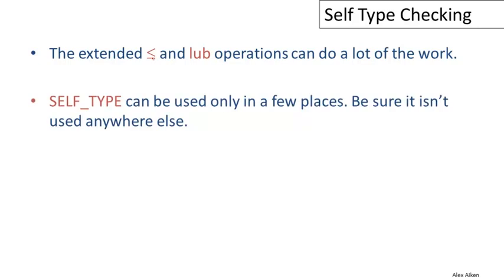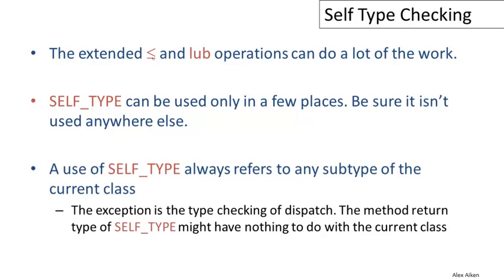Self-type can only be used in a very few places in the language, and it's up to you to check that it isn't used anywhere else. Those restrictions have to be followed carefully. And finally, for the most part, a use of self-type always refers to any subtype of the current class. There is one exception to this in the type checking of dispatch.